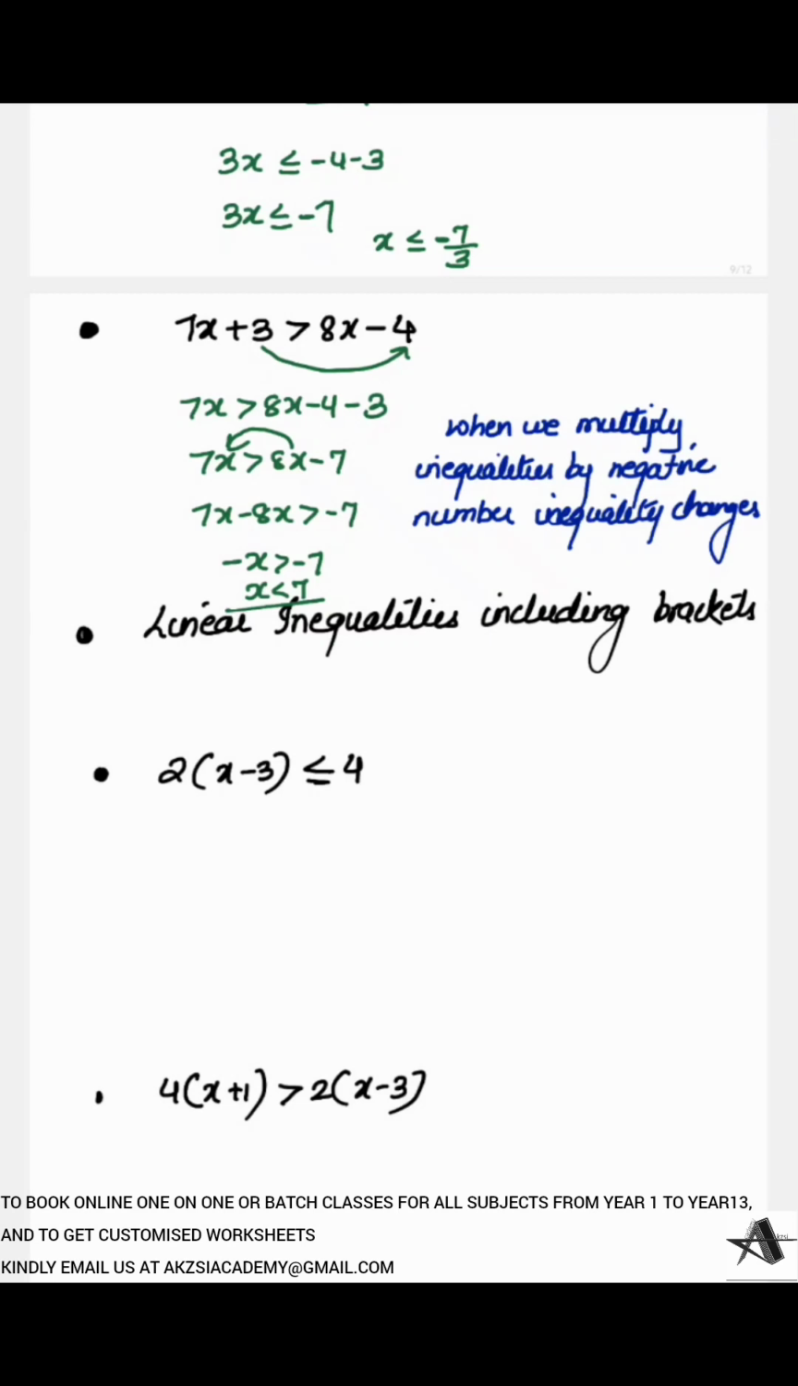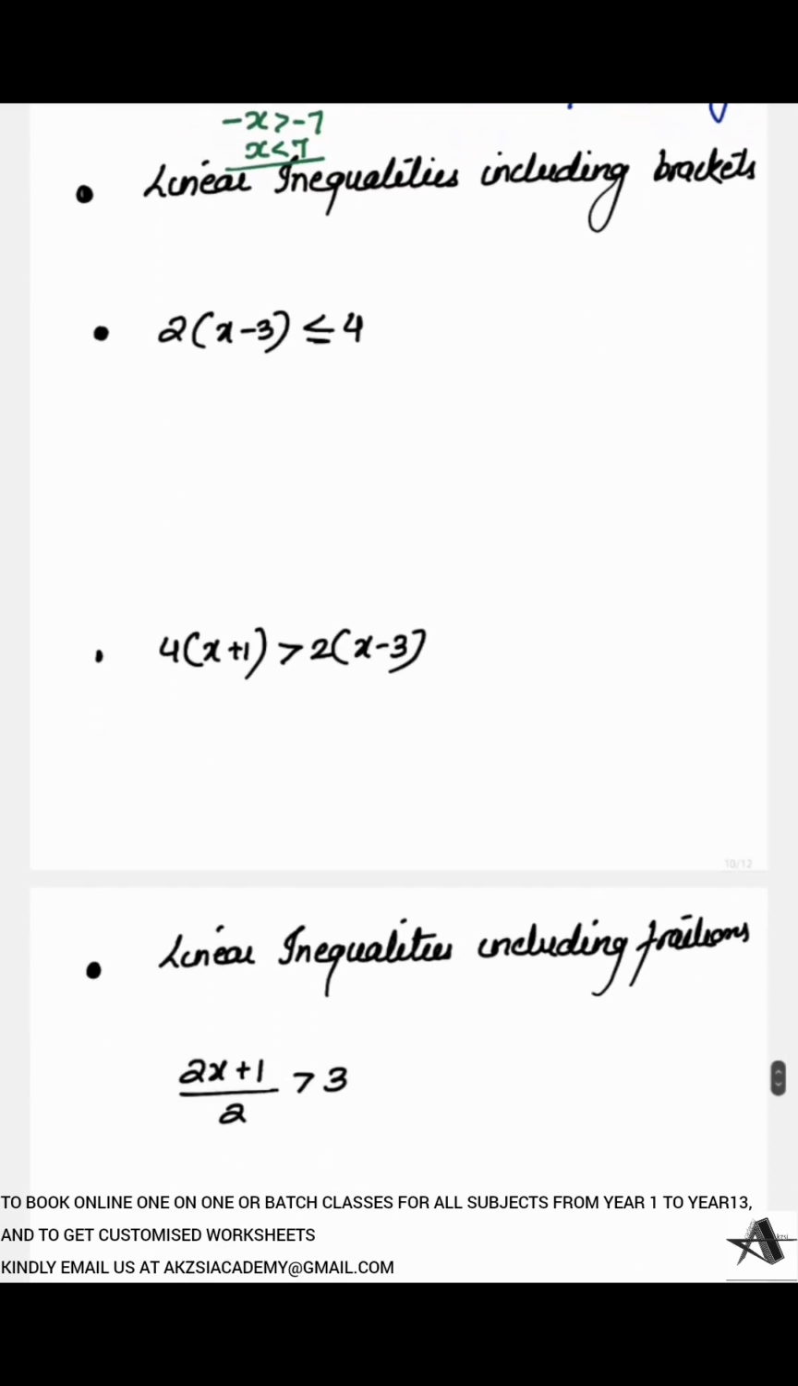Now the next is linear inequalities including brackets. It's simple, you just need to expand the bracket first and then solve it. So when I expand the bracket, I need to multiply the number outside the bracket with every term inside the bracket. So 2 times x will give you 2x, and 2 times negative 3 will give you negative 6, less than or equal to 4. Now bring 6 to the right-hand side.